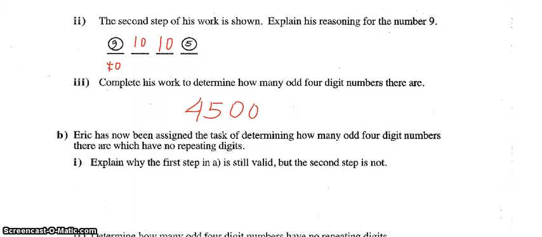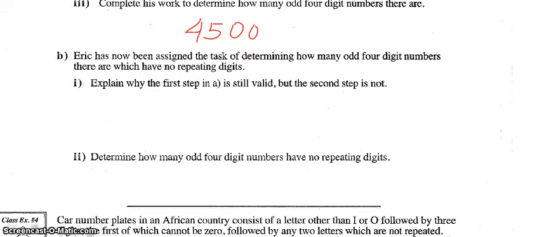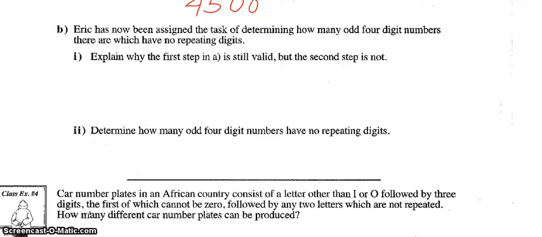So this is interesting, right? That's an interesting question. Let's try part B. Eric has now been assigned the task of determining how many odd 4-digit numbers there are which have no repeating digits. What does that mean? It means if a digit has been used, you cannot use it again. So this task of picking a 4-digit number, I can write as 4 stages.